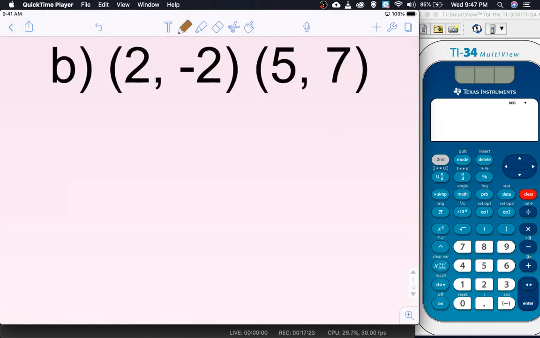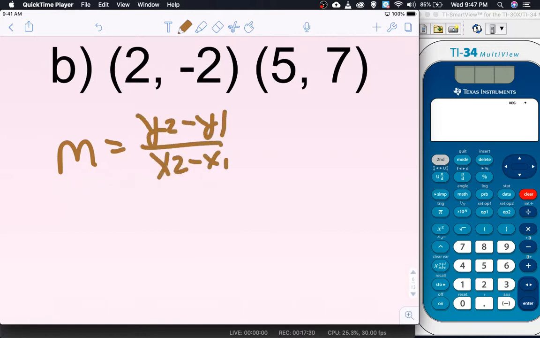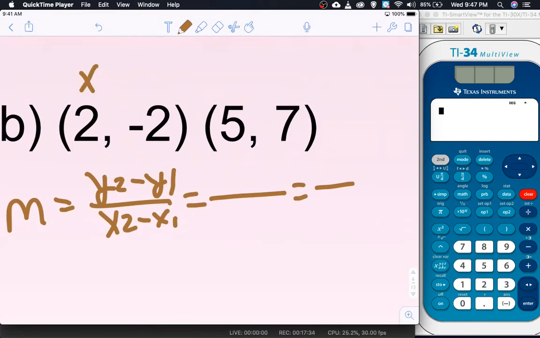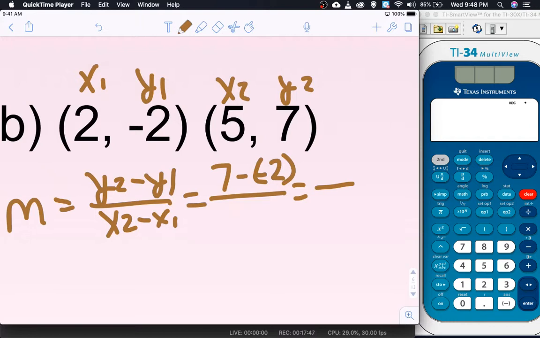I'm going to start by finding the slope. M equals y2 minus y1 over x2 minus x1. That is our slope formula. I'm going to label my points x1, y1, x2, y2. I'm going to plug those values in. y2 minus y1, that is minus a negative 2, over x2 minus x1.